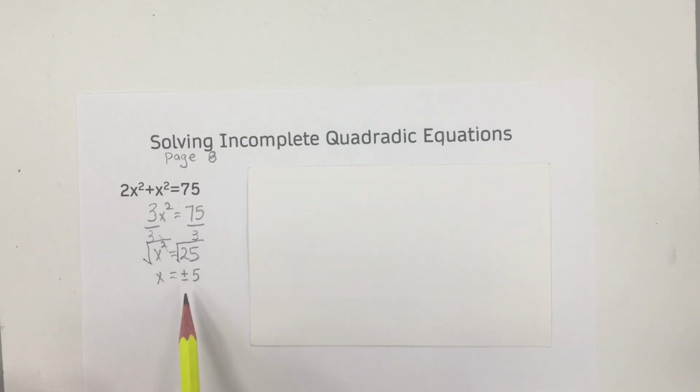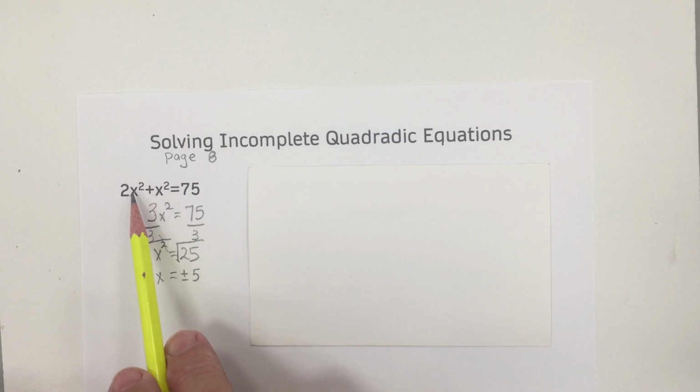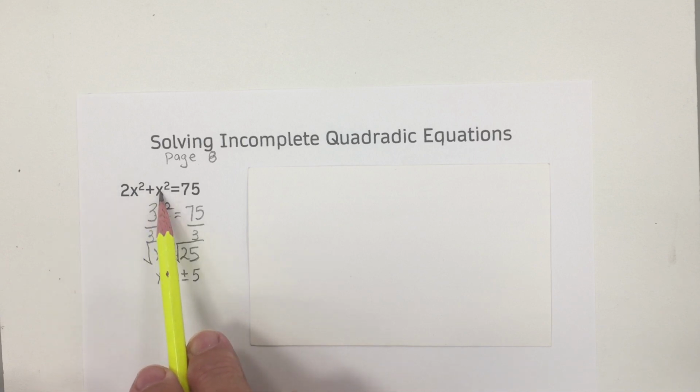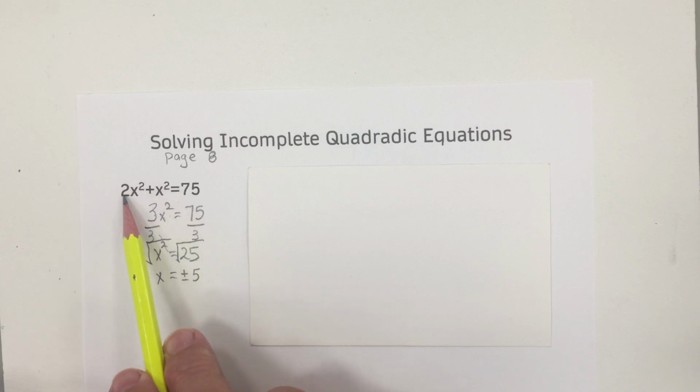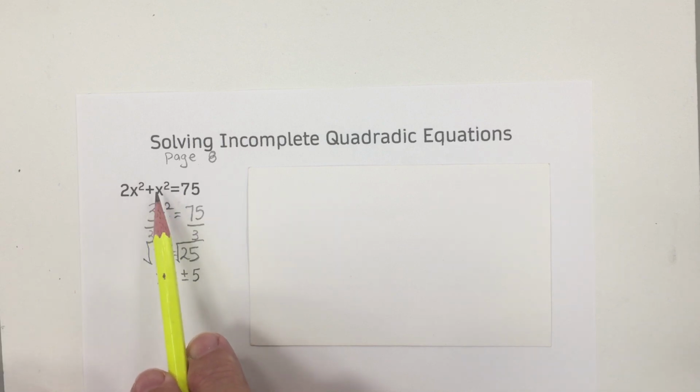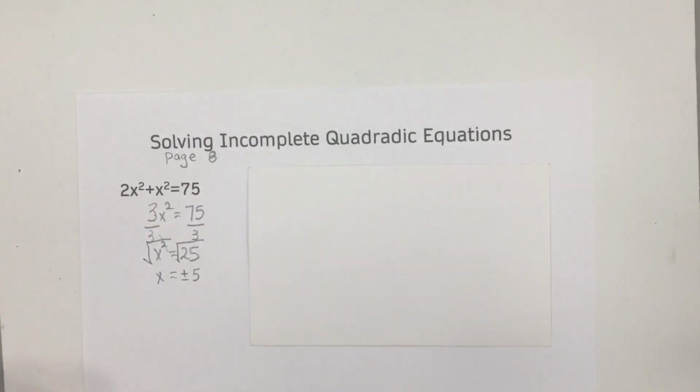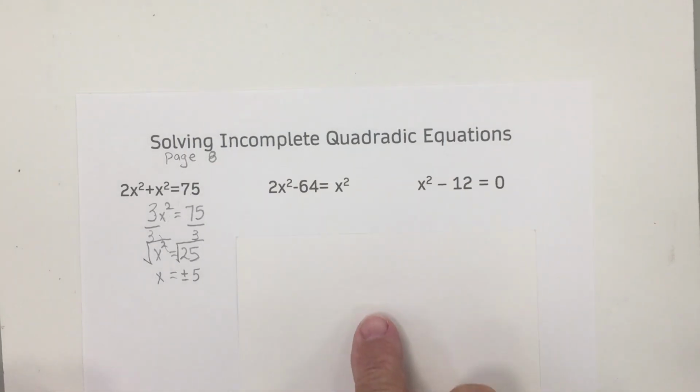If we want to go back, we can take the negatives and put them in there. Negative 5 times negative 5 is positive 25. Negative 5 times the negative 5 is positive 25. 2 times 25 is 50. Plus 25 equals 75.